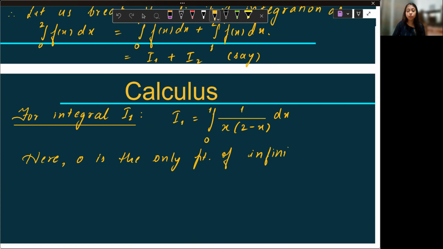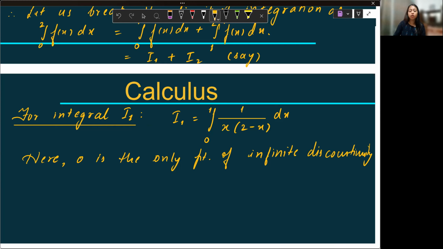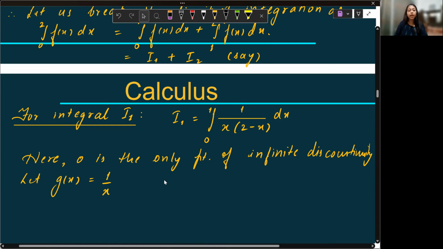So the best way to deal with it is the comparison test. I can assume a g(x), because 0 is creating the problem. So what is the factor that is giving me 0? x. So what should be my g(x)? What should be the choice of g(x)? Let g(x) be 1 by x.